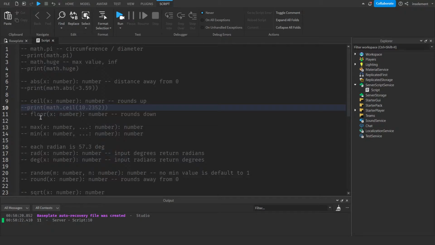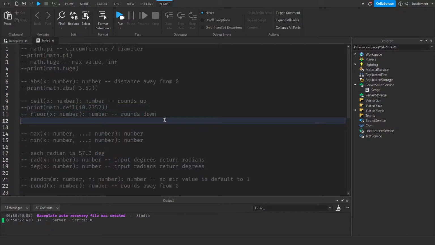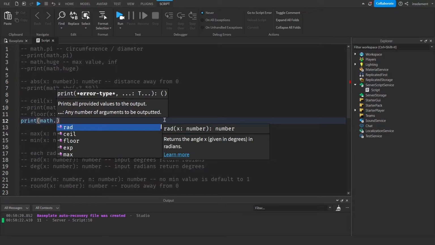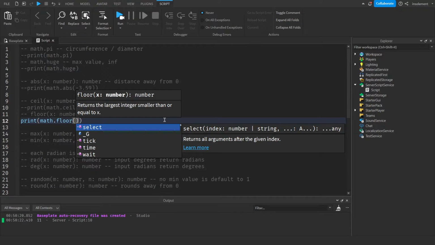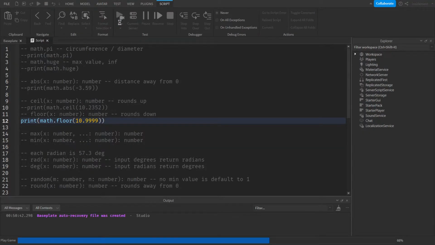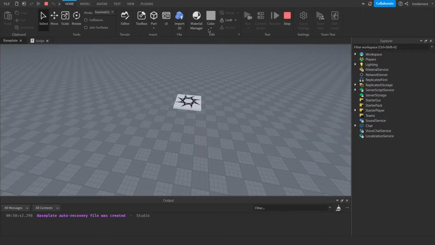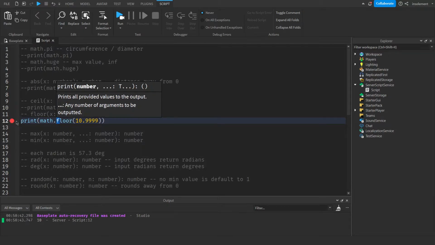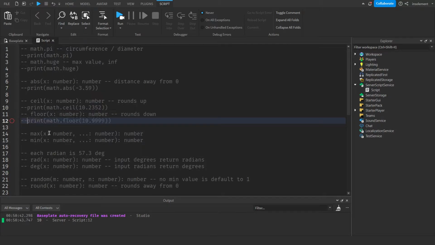And so the opposite of that would be math.floor. It takes in a number, it returns us a number, but it rounds down. So print math.floor(10.9999) returns to us 10. Just like that. So the number after the decimal point would not matter at all, right?